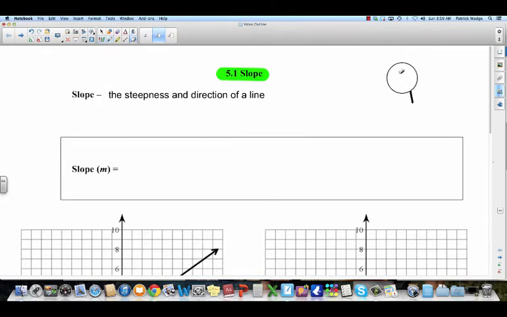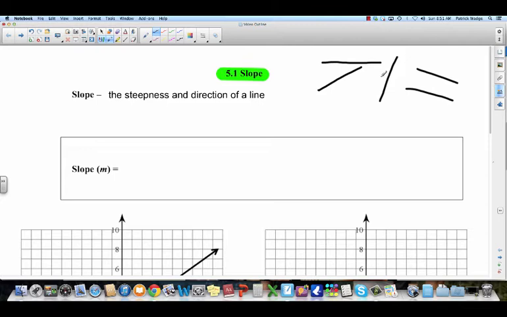Here, practice a few. If I was to draw this, positive or negative? Positive. How about this? Still positive. How about this? Negative. How about this? Still negative. How about this straight across? Haven't done that yet. We'll do that in a little bit. And how about this straight down? Haven't done that either. We'll do that in a little bit. Okay? All right. That was probably way too long. Let's move on.